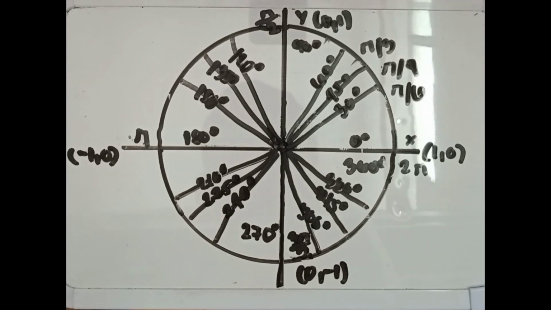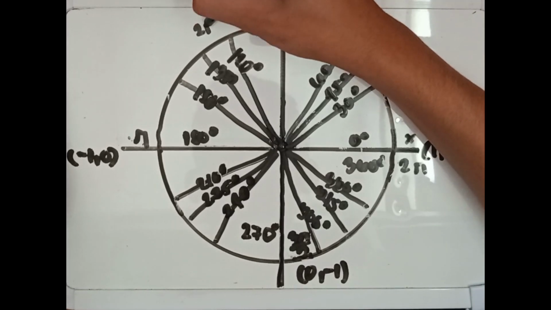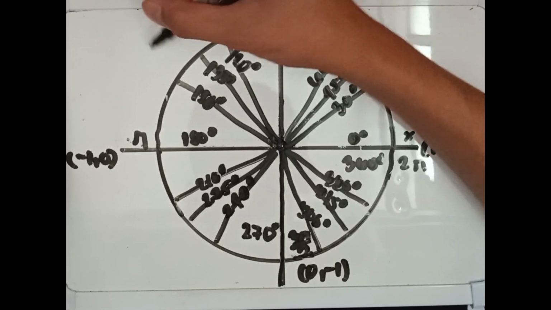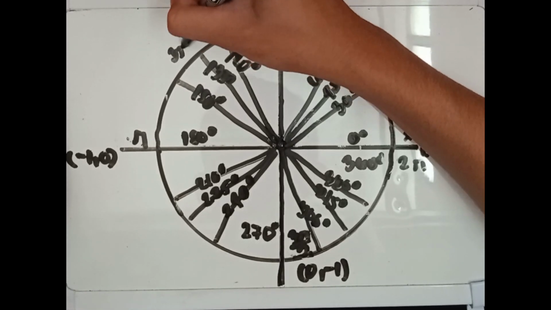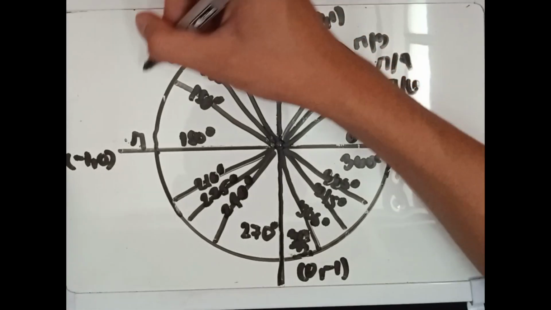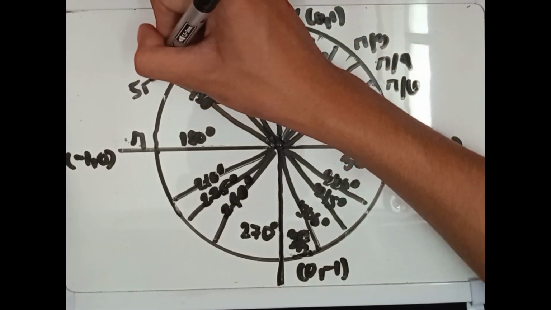Now let's move on to the second quadrant. 120 degrees is 2 pi over 3. 135 degrees is 3 pi over 4. 150 degrees is 5 pi over 6.